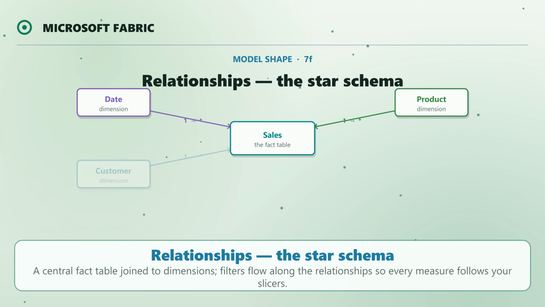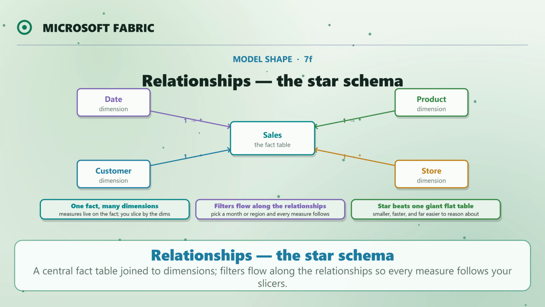Let's go back to that middle layer of the model, relationships, because a good model has a shape, and that shape is the star schema. Picture it. In the center sits your fact table, sales, the table with the events, and the numbers you measure. Around it, like points of a star, sit the dimensions: date, product, customer, store, the tables that describe things. Each dimension connects to the fact with a one-to-many relationship. One product, many sales; one day, many sales.